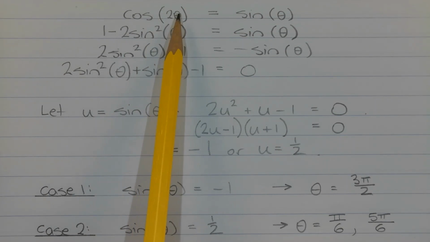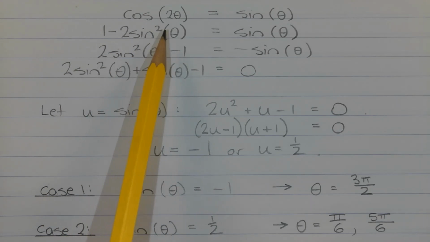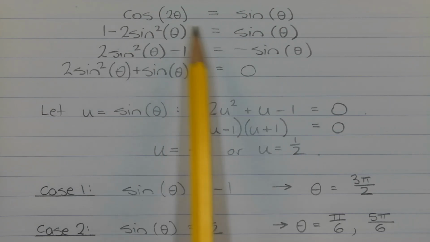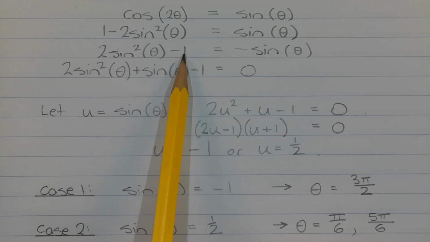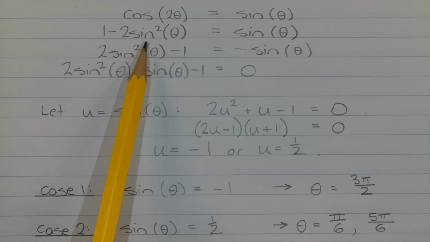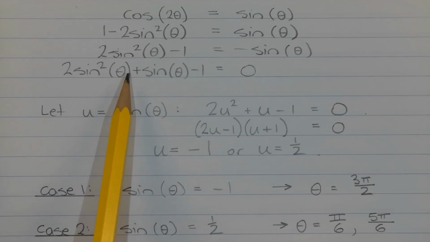Now cos 2 theta can be expressed in terms of sine theta. So cos 2 theta can be written as 1 minus 2 times sine squared theta, and that's equal to sine theta. Now multiplying both sides of the equation by -1, we have 2 sine squared theta minus 1 is equal to negative sine theta. And the only reason why I did that is so that the term involving sine squared theta is positive. Now moving everything over to the left-hand side, we form the reducible quadratic equation 2 sine squared theta plus sine theta minus 1 equals 0.